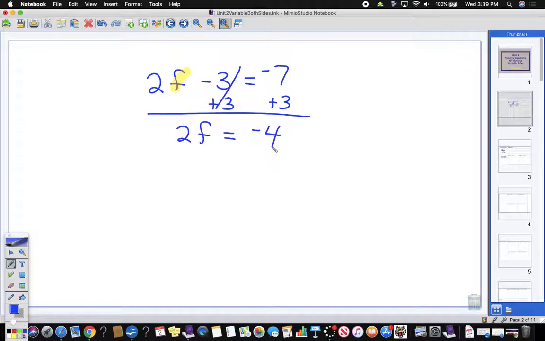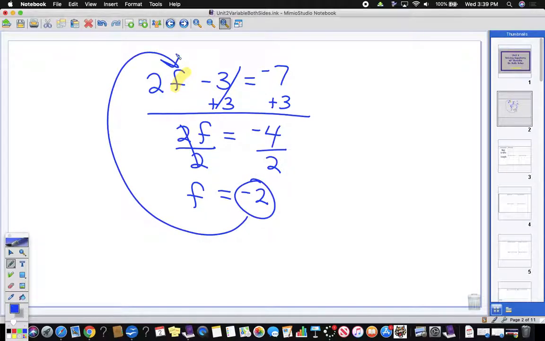Now we do our addition and subtraction, or excuse me, we do our multiplication and division. So they're multiplying by 2. We're going to do the opposite and divide by 2. And f is by itself, and we get negative 4 divided by 2 is a negative 2. And if we substituted a negative 2 back in for f, we would find out that the left side of the equation would be the same value as the right side, and it would check out.